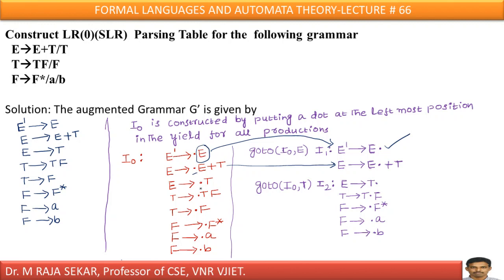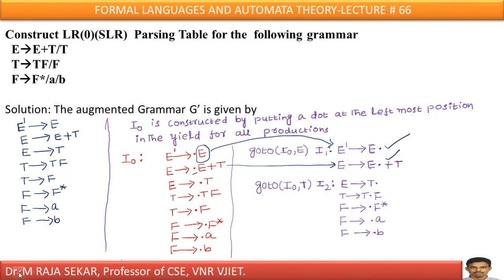There is no other letter. Yes. Now, after moving this dot, do you have any capital letter? No, you don't have any capital letter. After moving this dot on the right-hand side of this capital E, do you have any capital letter? Yes, I have a plus here, but plus is not a variable. It is a terminal, isn't it? As it does not have any production, I need not bother.